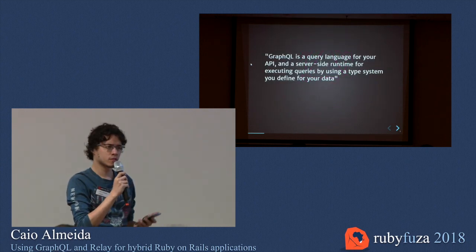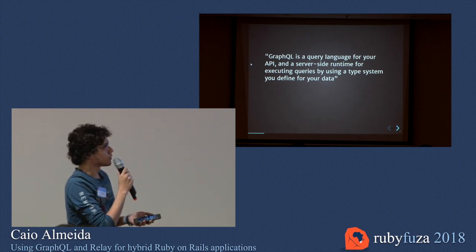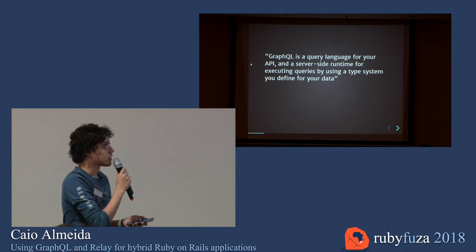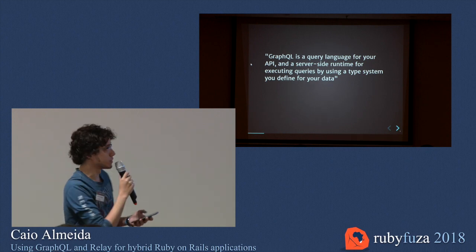So GraphQL is a query language that was developed by Facebook. You can use that to declare how your API works, and you can execute queries to fetch data from your backend by writing those queries.